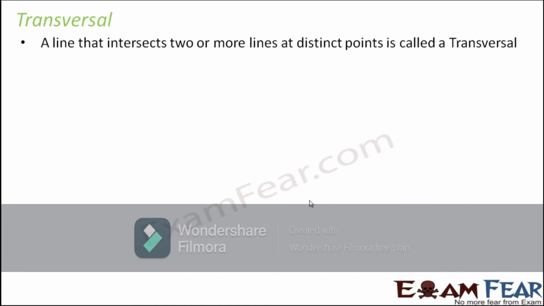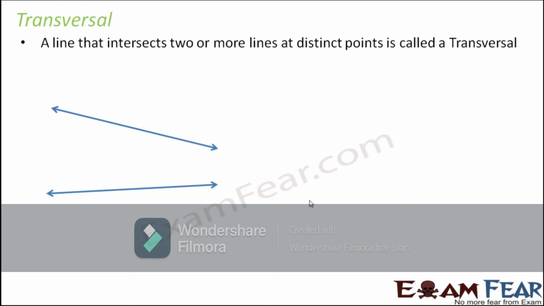Interesting line, that is transversal. So what is transversal? It is a line that intersects two or more lines at distinct points. That's interesting. So why do we call it a transversal? Okay, first let's see what it is like.